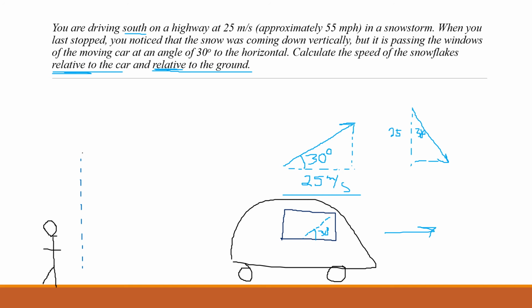I know this is 25 meters per second. This would be the Vy of the snowflake, or relative to the ground, because if it was just on the ground, it's only moving vertically. And then it says the speed of the snowflakes relative to the car. Well, that would be that. It is essentially just asking to make a triangle and to solve for the two missing sides. That is all this problem is asking you.